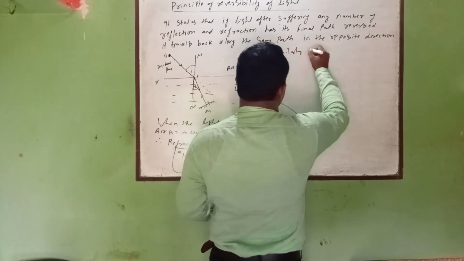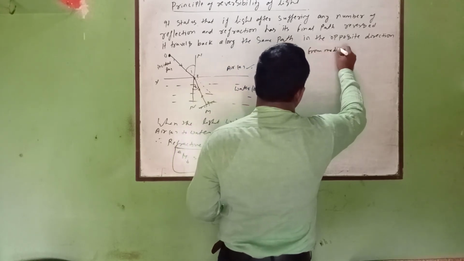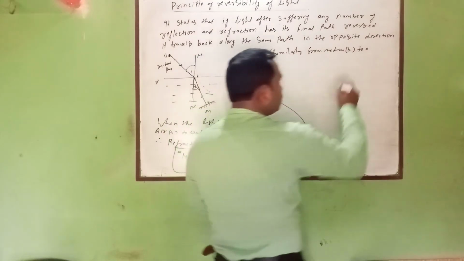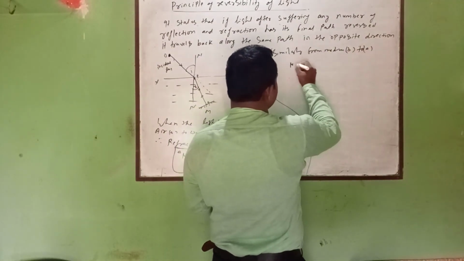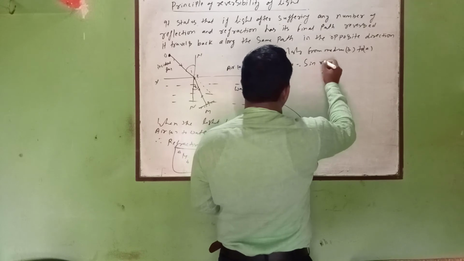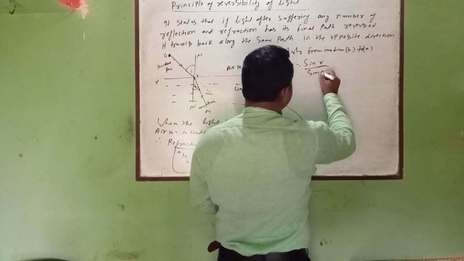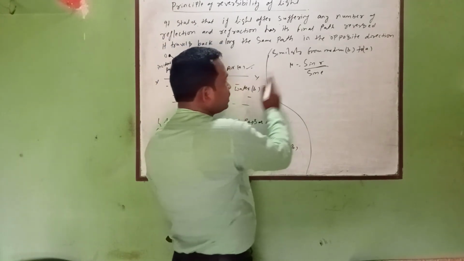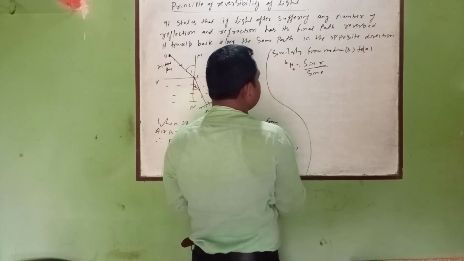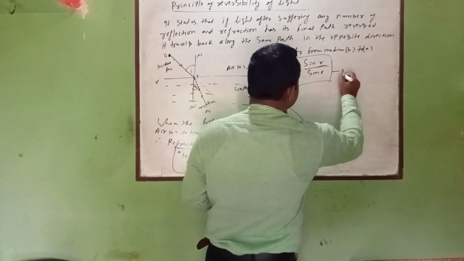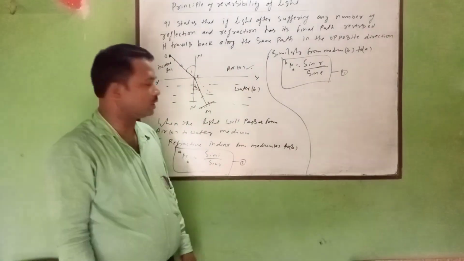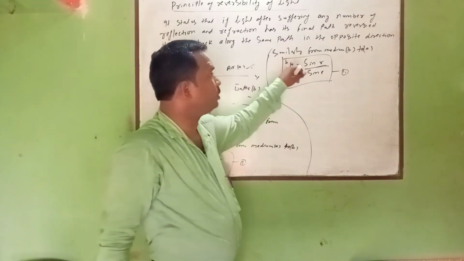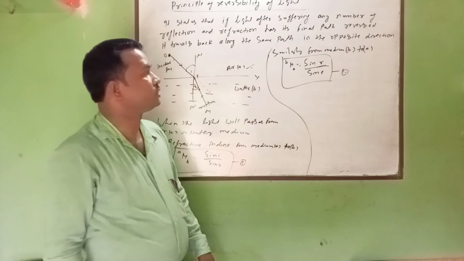Similarly, from medium B to A, what will we write? Mu equal to sin r by sin i. The light is reversing, so here it will be B to A. And this will be the second equation. There are two equations we have. A mu B is equal to sin i by sin r, and B mu A is equal to sin r by sin i.